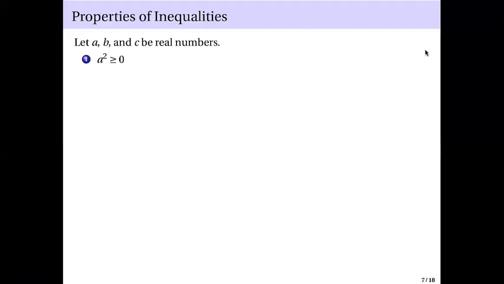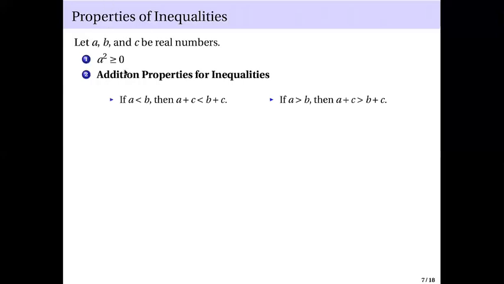Next property. Okay? The addition properties of inequalities. So it's similar to the addition properties of equality. What you do on the left, if you do it on the right, okay, you will retain your relation. So if A is less than B, if you add C on A and also add C on B, then it will still be less than. Okay, the side of A will still be less than the side of B.